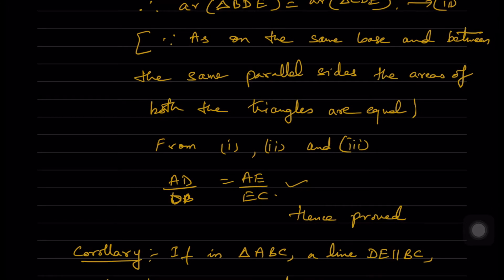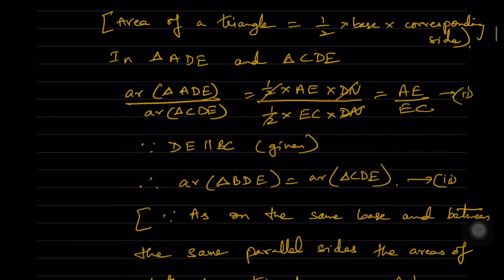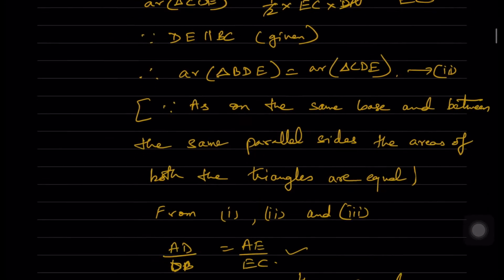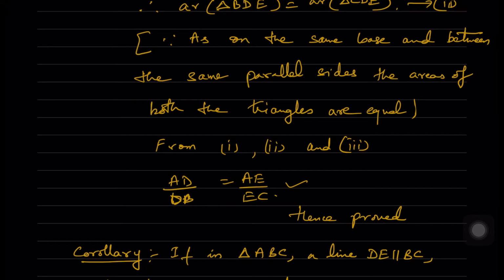When a line is drawn parallel to the third side of a triangle, which intersects the other two sides, that is AB and AC, at two distinct points D and E, then it divides these two sides in the same ratio, that is AD by DB is equal to AE by EC. We had to prove that, so therefore we proved the statement of the basic proportionality theorem, hence proved.